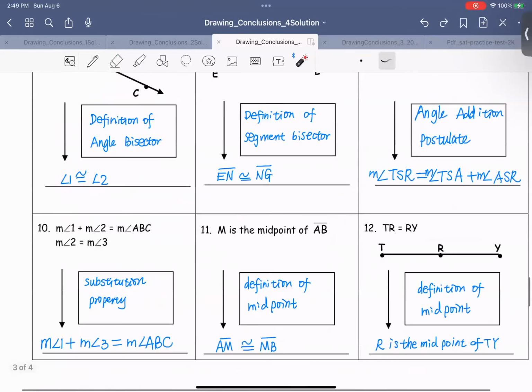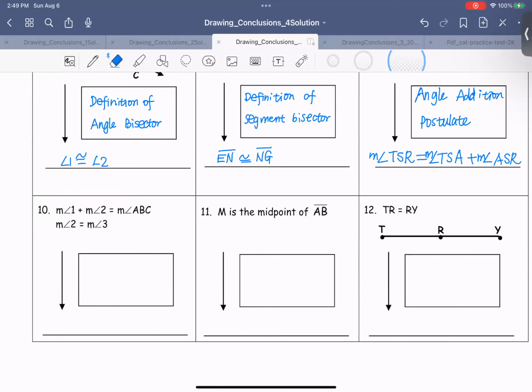Okay, you can mute yourself. Next one here. Annie, let's call here. Let's go ahead to this one. So that would be the substitution property. Good. Substitution property. So we have which conclusion? Measure of angle 1 plus measure of angle 3 is equal to measure of angle ABC. Good. Very good. Next one.